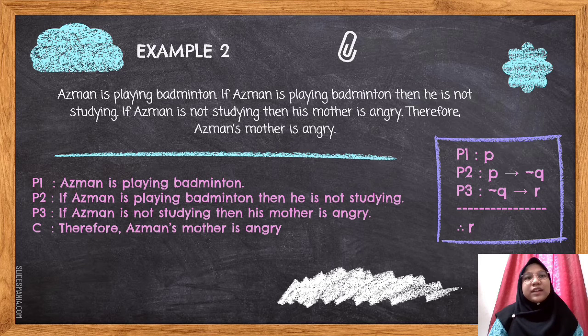From this, we can assume Azman is playing badminton as P, he is studying as Q, and Azman's mother is angry as R. We can make an argument from this. P to not Q to R, and the conclusion is R.